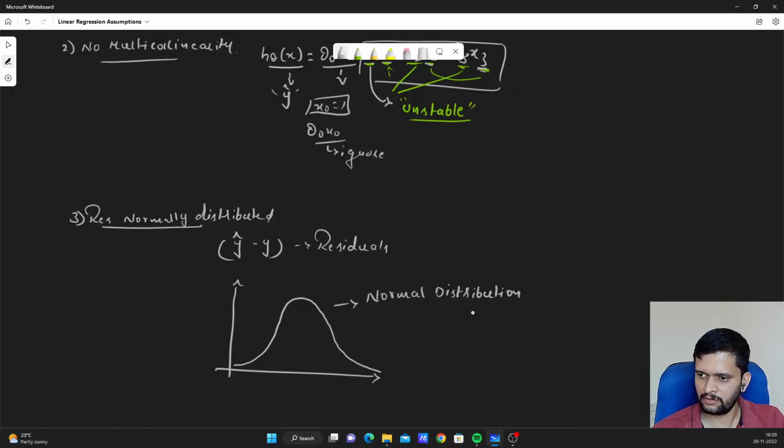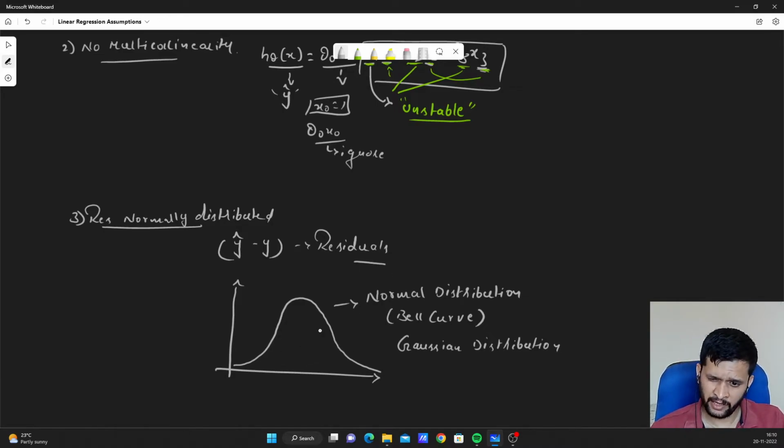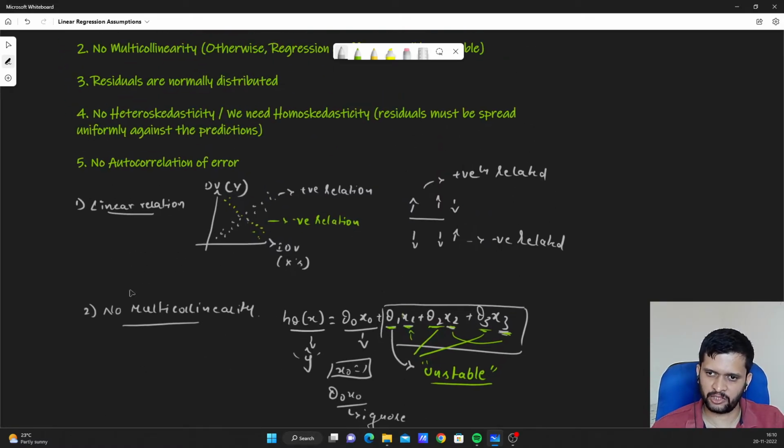Normal distribution, and the shape of this is a bell, right? It's a bell curve. This is also called a Gaussian distribution. If you plot a probability distribution of the residuals, the shape should look like this. If we see this particular bell curve, then we can say that residuals are normally distributed. So, this is our third assumption.